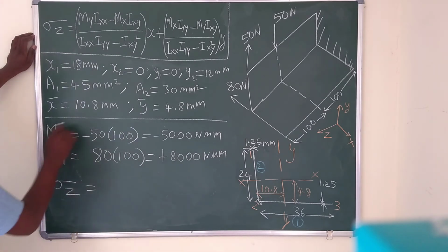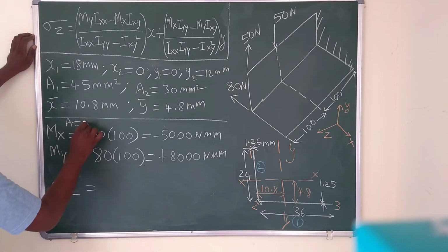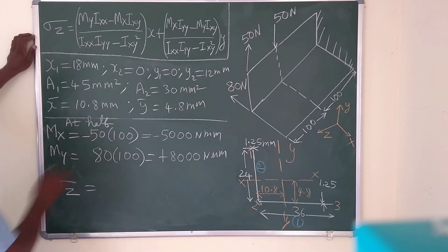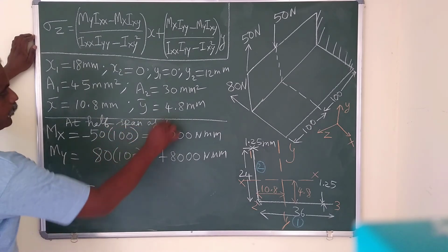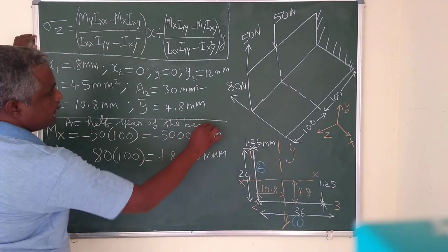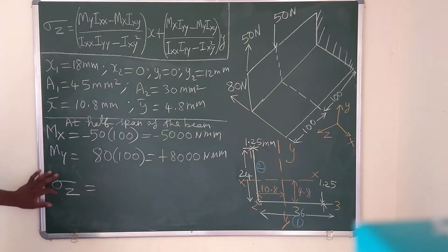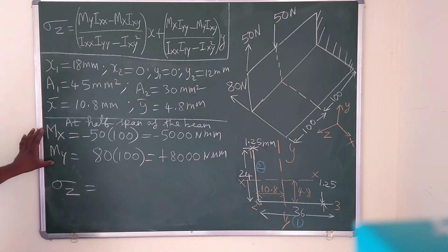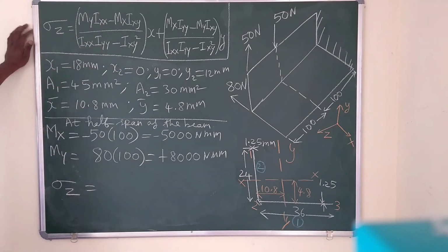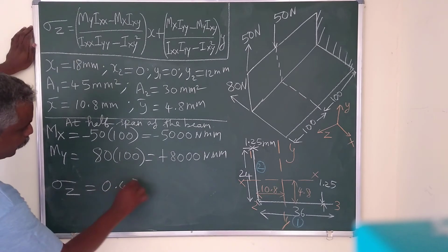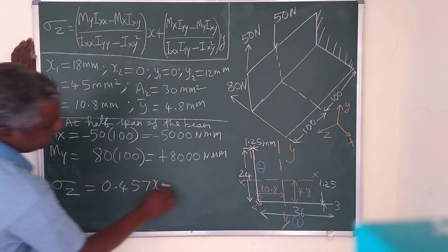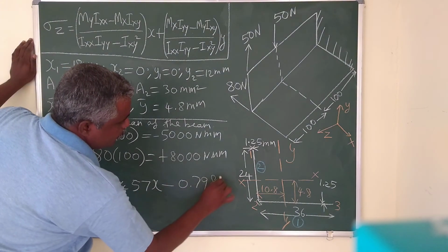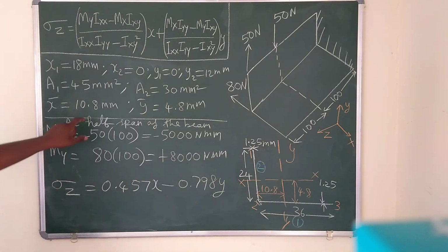You get the final term, that is the direct stress due to bending expression, at off span of the beam, or mid span of the beam. So sigma z is equal to, when I substitute mx, my, Ixx, Iyy, Ixy, I get sigma z equal to 0.457x minus 0.798y. So this is my expression at the off of the beam or at the mid span of the beam.